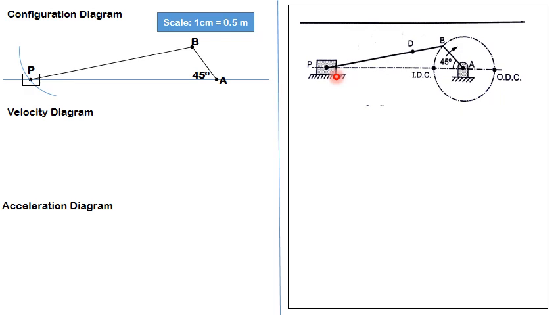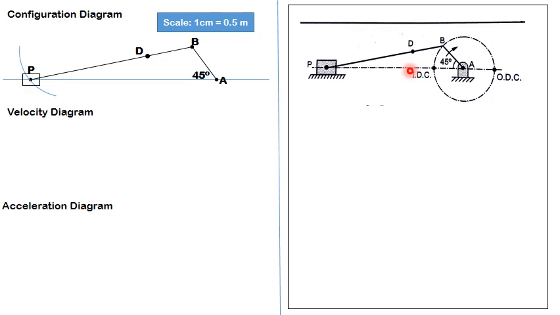One more thing which has been left here is I need to locate point D. In the problem statement it has been mentioned that point D is at a distance of 0.5 meter from point B, and in our scale 1 centimeter means 0.5 meter. So measure a length of 1 centimeter along PB and locate point D like this. So this is point D. So that's about the configuration diagram. We are done with the configuration diagram.